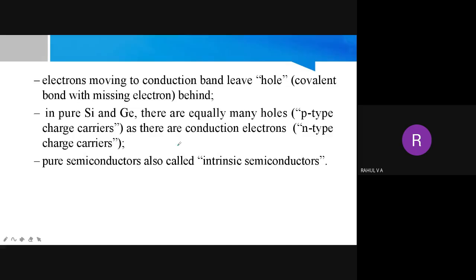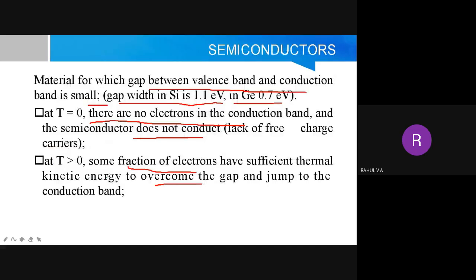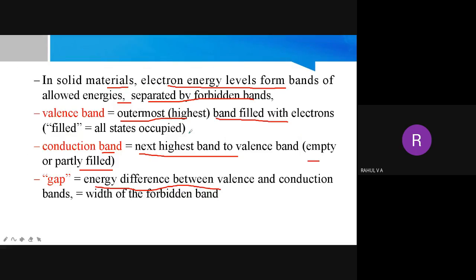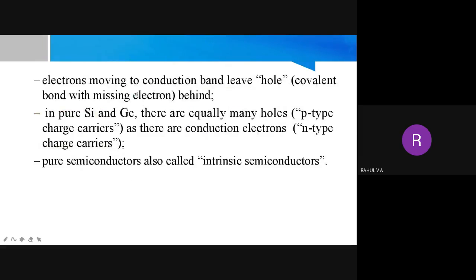ഹോൾ എന്ന് വിളിക്കും. So you can see that at T greater than 0, some fraction of electrons have sufficient thermal kinetic energy to overcome the gap and jump to the conduction band. നേരത്തെ പറഞ്ഞ ഈ ഗ്യാപ്പിന്, ഈ 1.1 ഇലക്ട്രോൺ വോൾട്ടിനേക്കാളും കൂടുതൽ എനർജി കിട്ടും അല്ലെ. അങ്ങനെ എനർജി കിട്ടി വാലൻസ് ബാൻഡിൽ നിന്ന് കണ്ടക്ഷൻ ബാൻഡിലേക്ക് പോയി ഫ്രീ ഇലക്ട്രോണായി മാറും. The electron moving to the conduction band leaves a hole behind. ഒരു ഇലക്ട്രോൺ ചാടിപ്പോകുമ്പോൾ അവിടെ ഹോൾ ഉണ്ടായി.